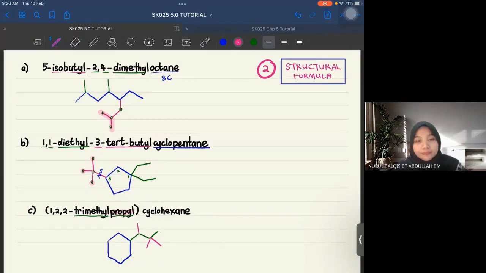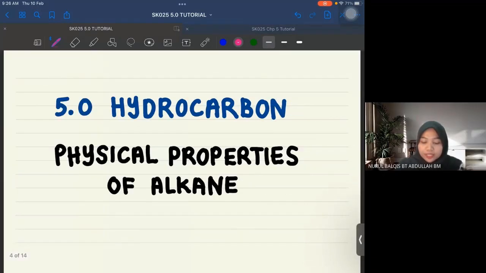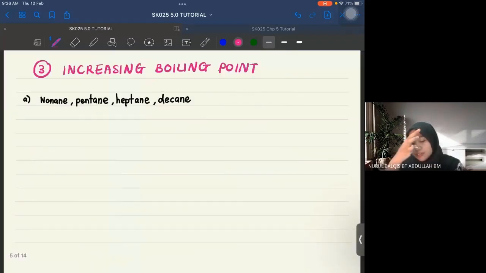Boleh kah? Boleh. Okay, let's proceed to the third question involving physical properties of alkene. Let's recall a bit about these physical properties regarding boiling points. How many factors that we have learned are going to be involved in terms of boiling point? Ada berapa factors affecting? Kalau dari segi boiling point kita belajar hari tu?